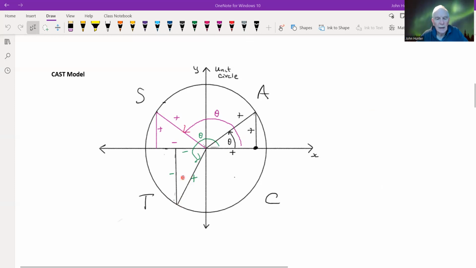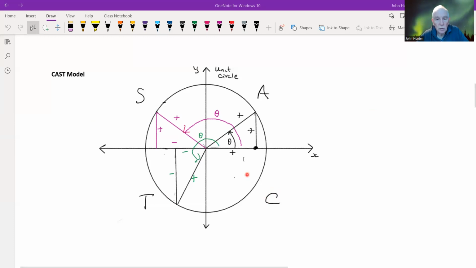So we're going to find that the sine is going to be negative over positive, so negative, and the cosine is going to be negative over positive as well. The tangent is going to be negative over negative, so that's positive. Right, so I think hopefully that will give you a little bit of an idea of what we mean by the sine, cosine, and tangent of obtuse and reflex angles.